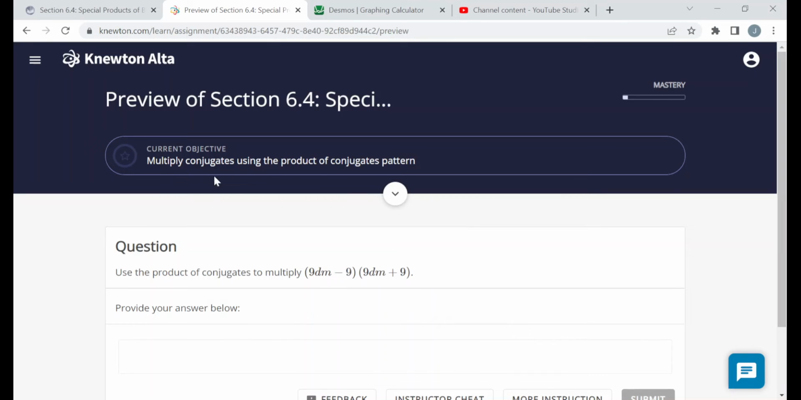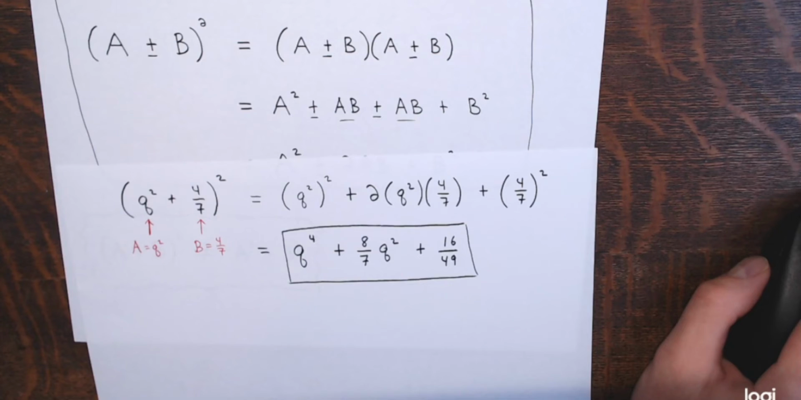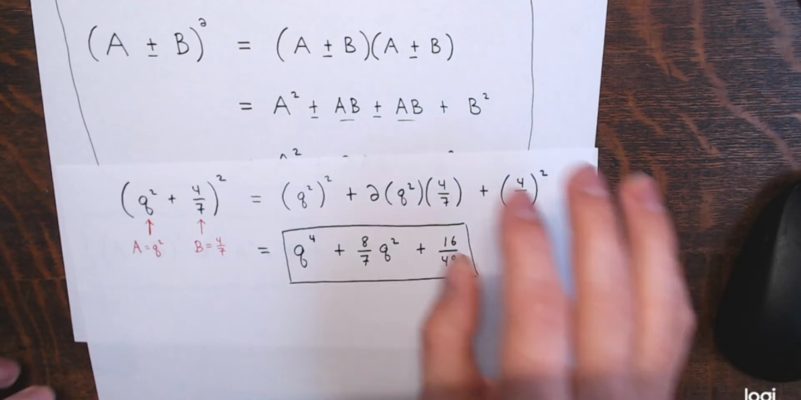Now the other pattern we're going to learn, there was squaring a binomial, that pattern, that formula. The other formula or pattern we're going to learn is on multiplying conjugates using the product of conjugates pattern. So first I want to talk about, what are conjugates.